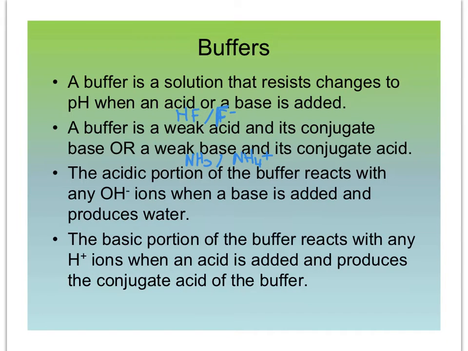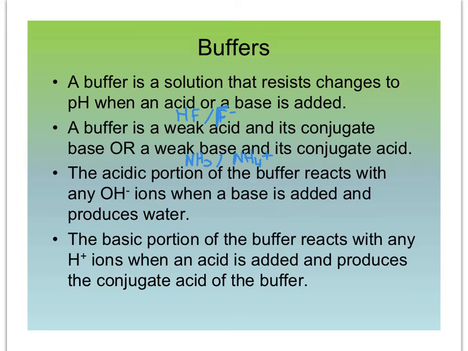So a buffer is made up of two components, an acidic component and a basic component. This is the acidic component, and this is the basic component. So they are an acid base conjugate pair, and so they only differ in that one of them has an extra H+. So between those two, this has an extra H+. Between those two, this has an extra H+.